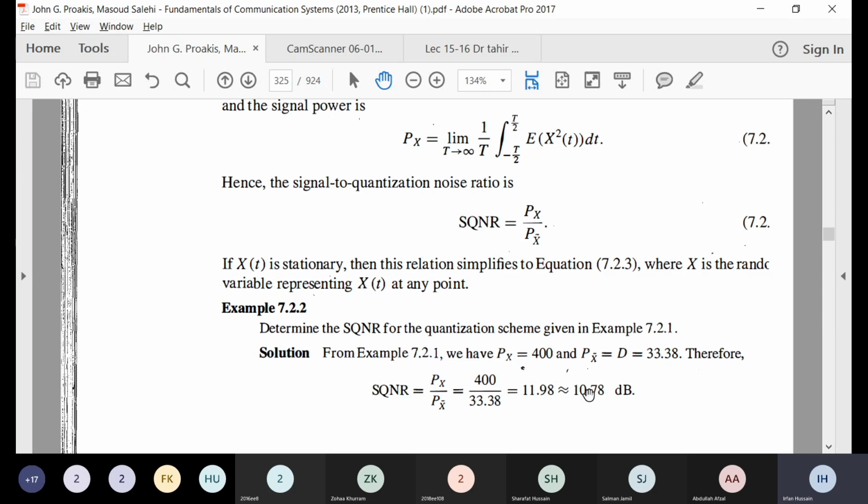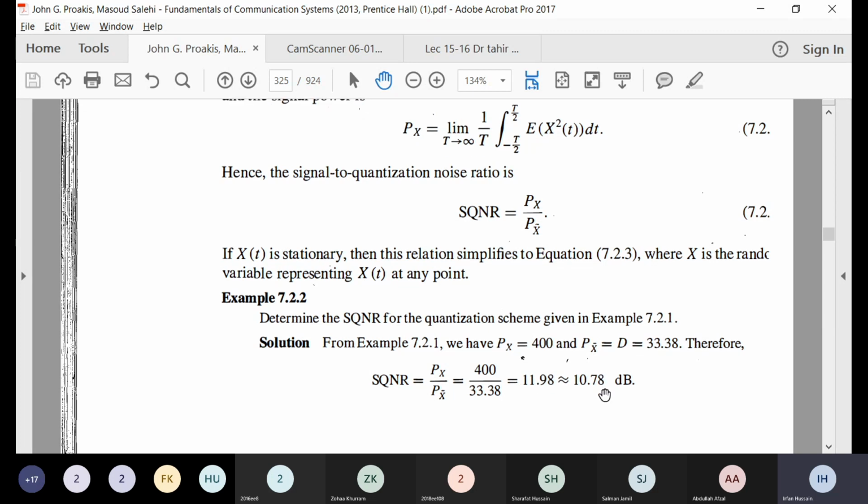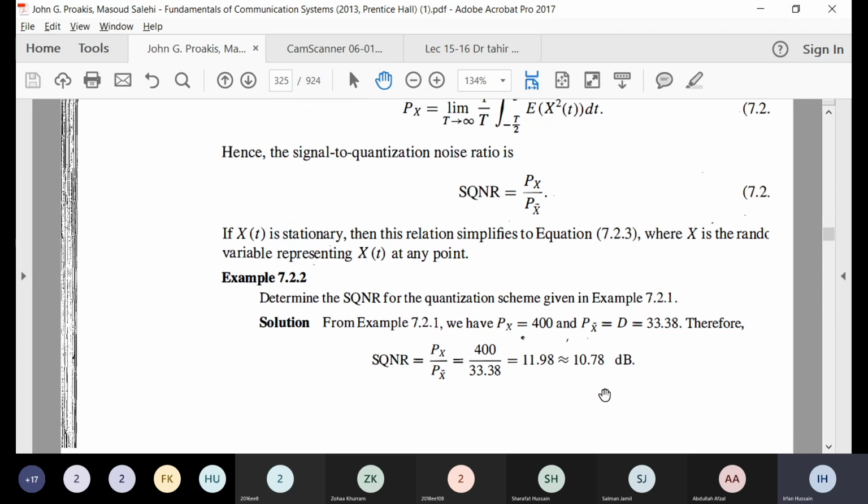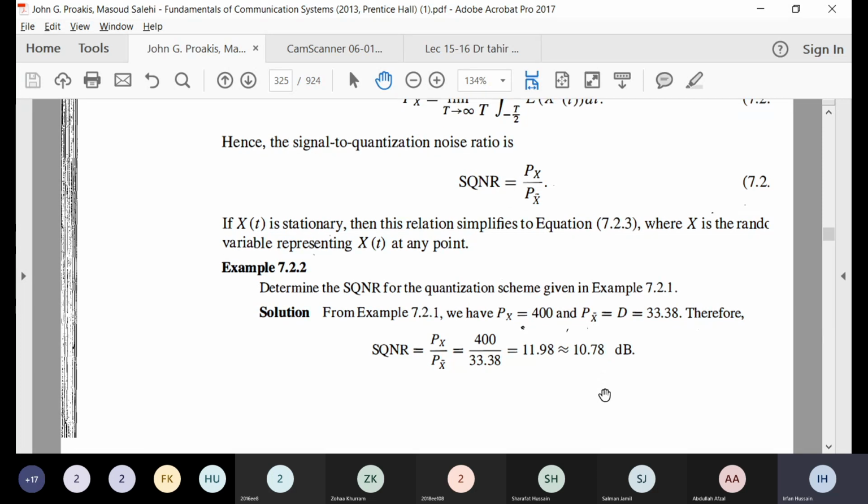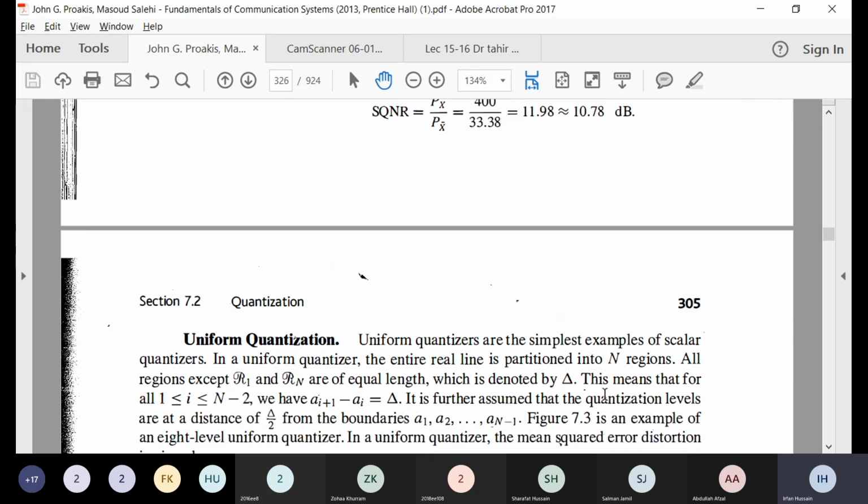So 11.98 and then 10 log of 11.98 comes out to be 10.78. So the signal to quantization noise ratio is 10.78 dB.